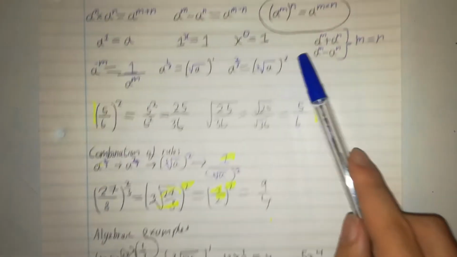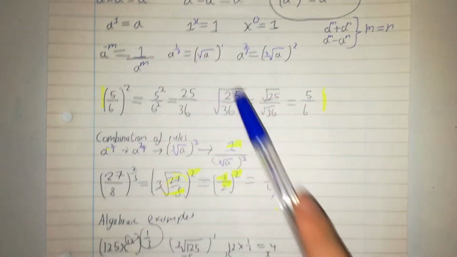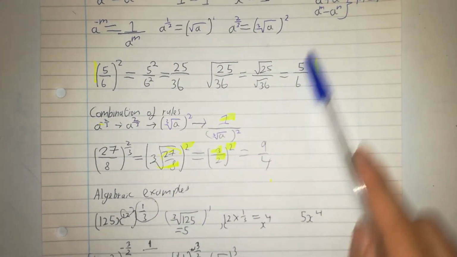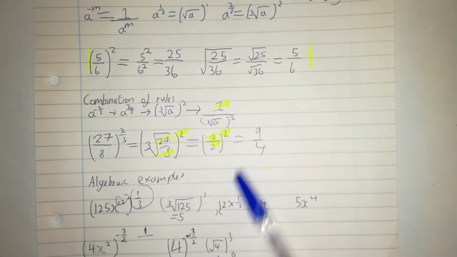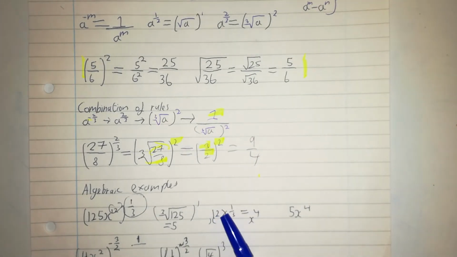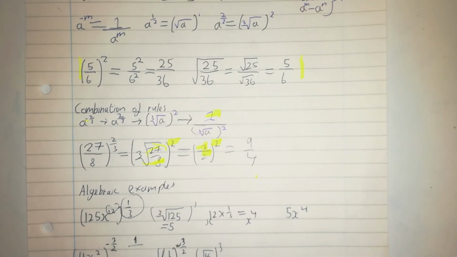We are using the timesing rule, not this rule, because it is a power to a power, not this. So don't be cube rooting the 12 or anything. So 12 times a third equals 4. It's x to the power 4. You add the numerical value back to the algebraic part, which is 5x to the power 4.